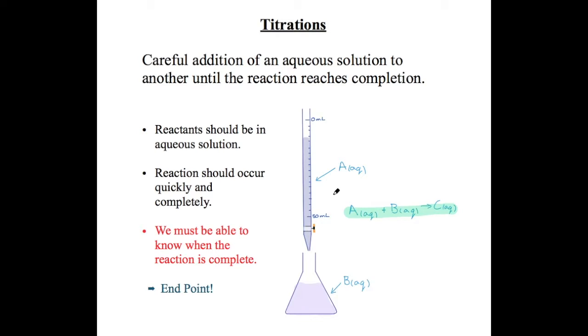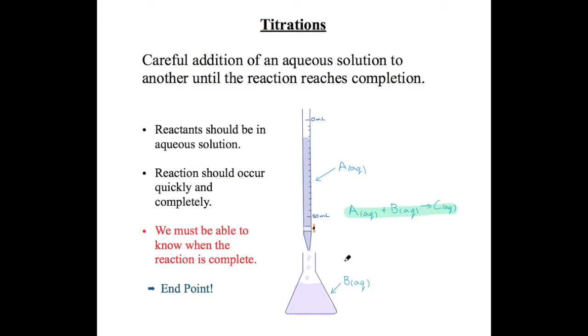And what you do is you add one of the reagents to the other very carefully until the reaction reaches completion. So for example, here we have a solution of A in the burette, and in the flask we have a solution of B. What we're going to do is add A into B until this reaction has reached completion.